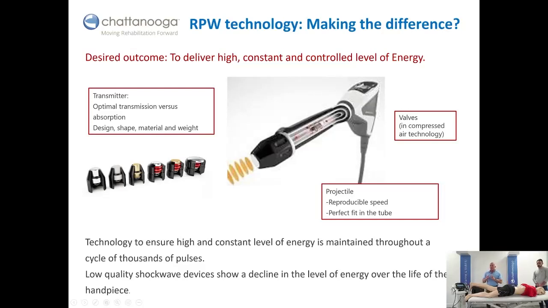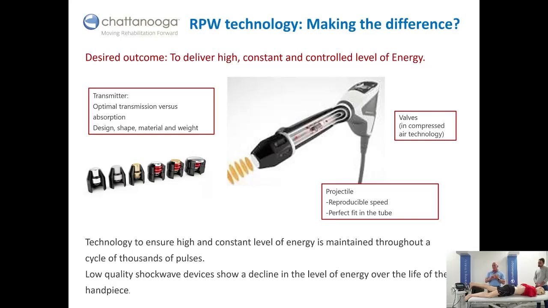Okay, so what makes the difference? What should we consider when we're looking at purchasing radial pressure wave? So we've talked about getting compressed air. Now there are two types of compressor, either an oil compressor or an air compressor. Air compressors don't need servicing, whereas oil compressors clearly do. You've got to check oil levels and valves and that type of thing. As a clinician, I don't want that, so I'd always recommend air compressors.